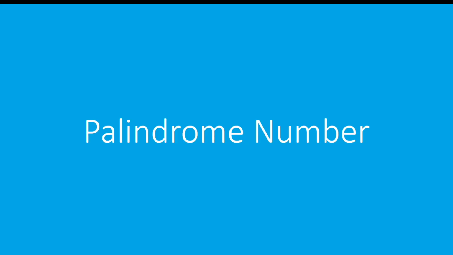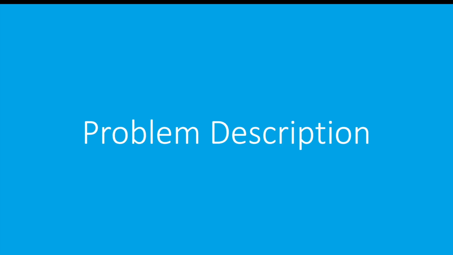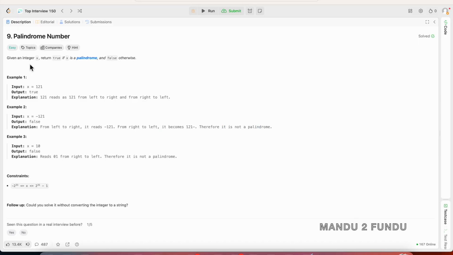In this video, I'm going to discuss the solution for the palindrome number problem. Let's look at the problem description. We are given an integer and we have to return true if that number is a palindrome. Otherwise, we have to return false.